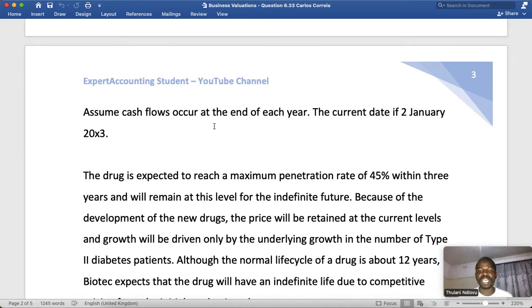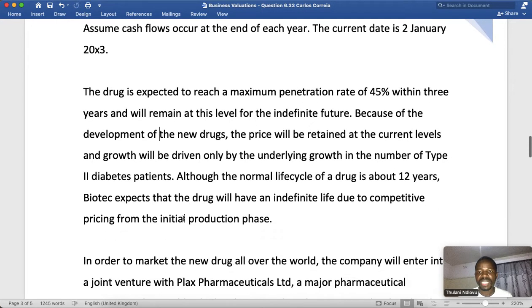Assume cash flows occur at the end of each year. The current date is 2 January 20x3. The drug is expected to reach a maximum penetration rate of 45% within 3 years and will remain at this rate for the indefinite future.